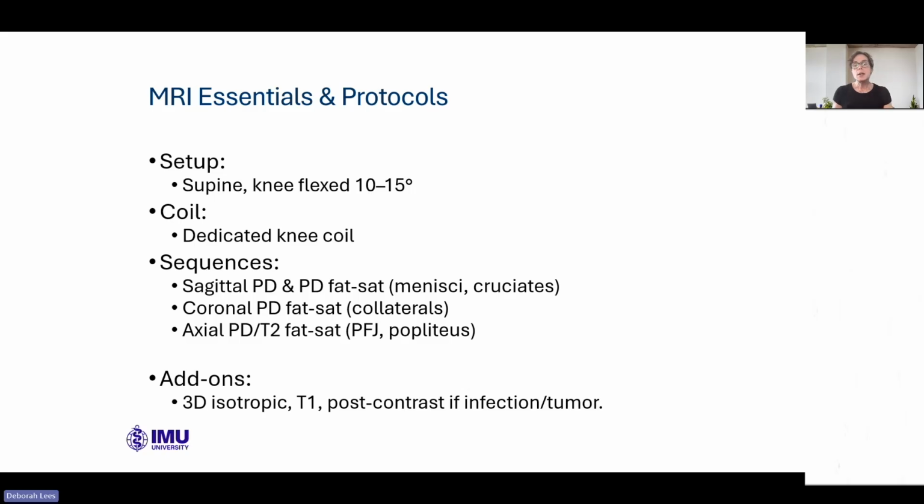There are other options that you have in terms of 3D isotropic. We can look at the T1s, post-contrast if we're worried about infection or tumor. But as I said, we have covered these before, and a lot of the standard stuff that you will see in clinic, we're not going to need any of these special things. But it is nice to know that if you're looking for something specific, speak to your friendly radiologist, and I'm sure they'll have a particular way of showing you what you're looking for.